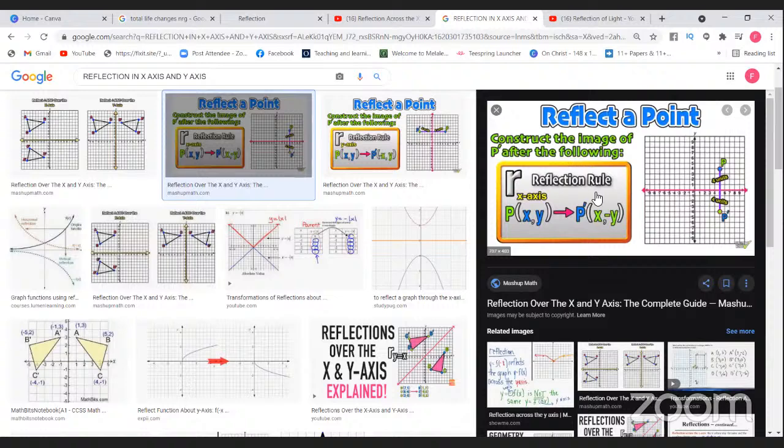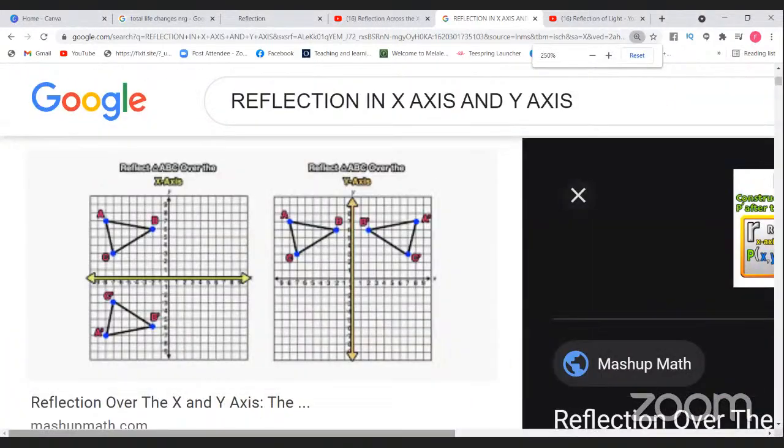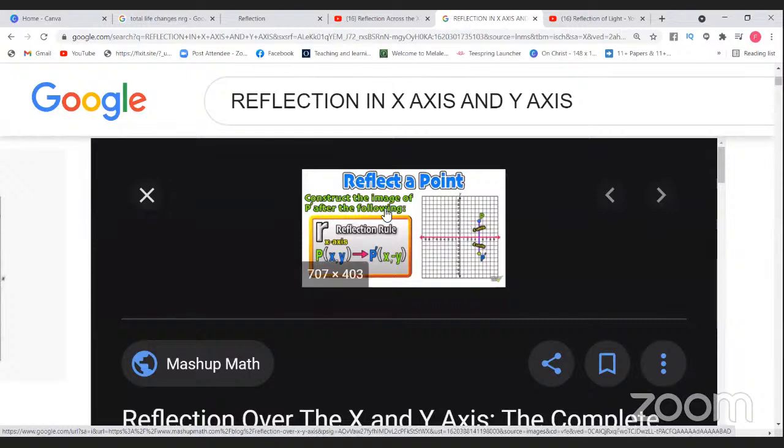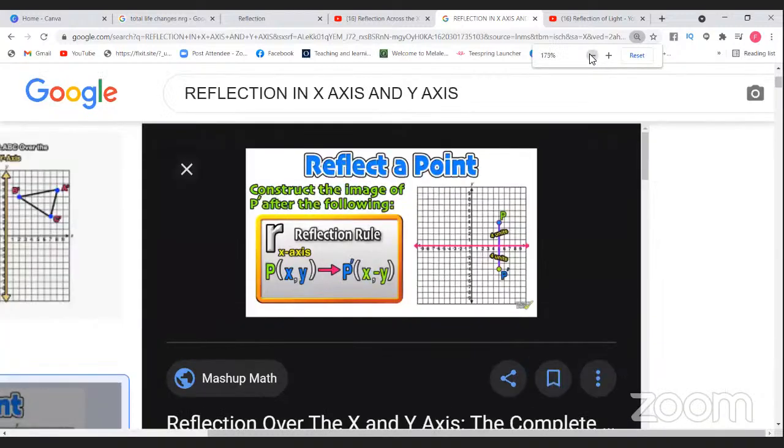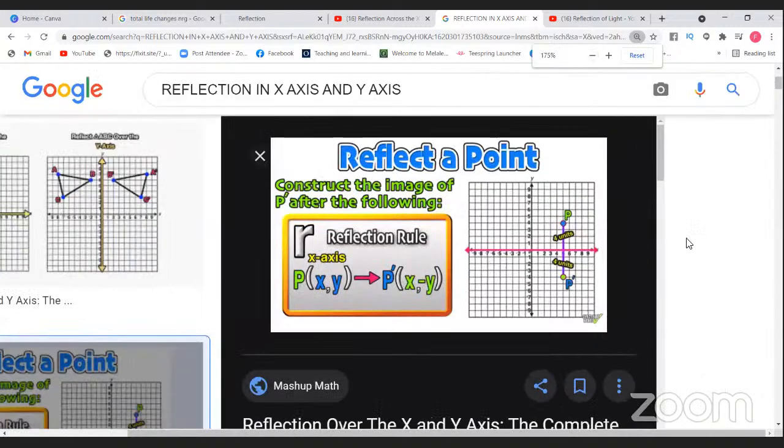So reflection in the x-axis. All right, so when we reflect in the x-axis, the x remains the same and the y becomes the negative of it. So if it was -6, it becomes +6. If it was +3, it becomes -3. Go ahead and write this bit down for me.